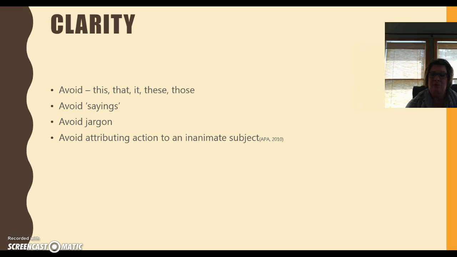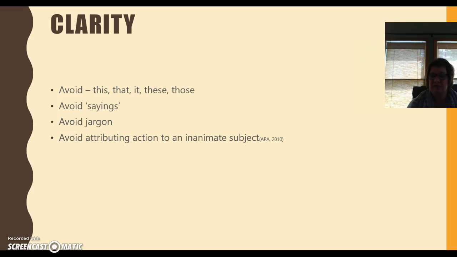In addition, be very clear with what you're referring to in your composition. You want to avoid saying things such as this, that, it, these, those. You want to be very clear what the subject matter is as you're writing, so you don't want to use words that may confuse the reader. Sometimes you know what it is, and your reader may not know what you are referring to when you are saying it. So keep that in mind. Be very clear and use those subjects versus other words that may replace a very clear subject.